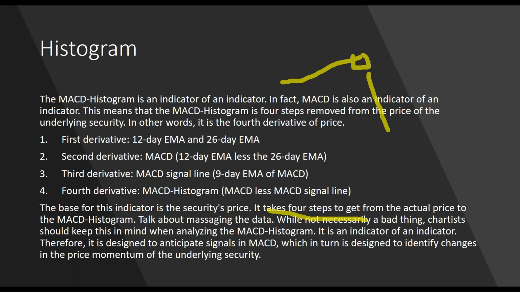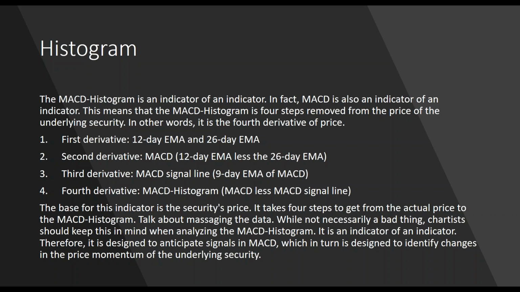So, a histogram. If you can learn to just rely on your histogram, the histogram is an indicator of an indicator. In fact, MACD is also an indicator of an indicator. This means that the MACD histogram is 4 steps removed from the price of an underlying security. In other words, it's a fourth derivative of price.